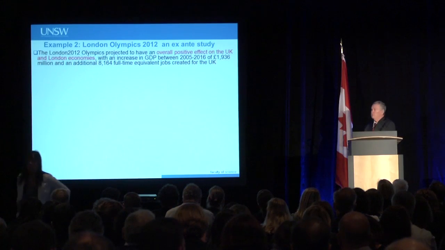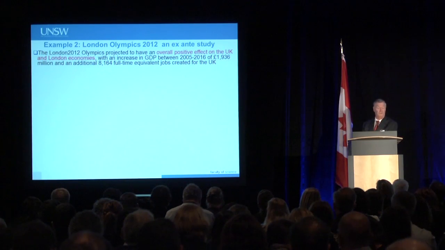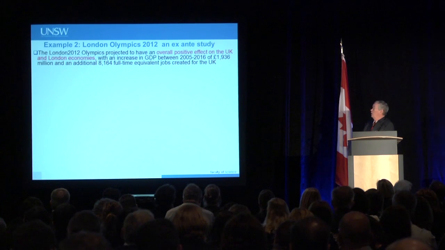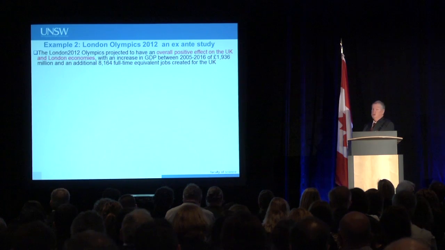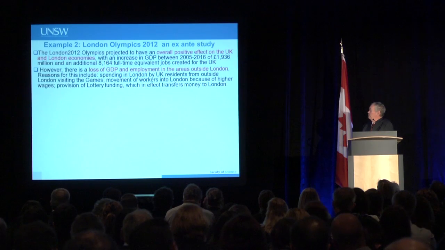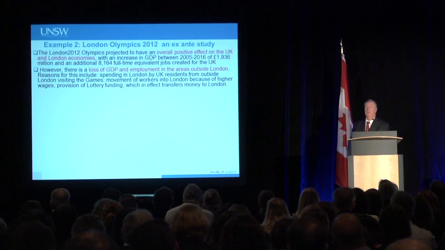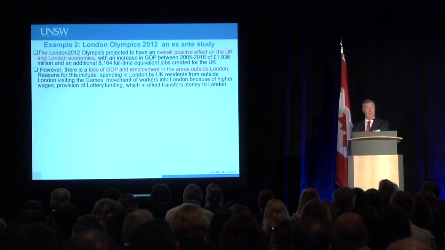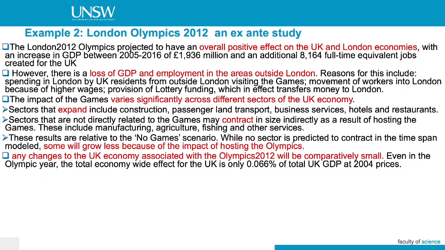A study was done prior to the London Olympics looking at the effects, and the simulations showed that there would be a positive effect on the UK as a result of the London Olympics. There would be an increase in GDP over the years of almost £2 billion and so on. However, there would be a loss of GDP and employment in areas outside London. London was the gainer, along with the home counties, but outside London and the home counties there would be losses of GDP and employment. See, it's just gainers and losers again.